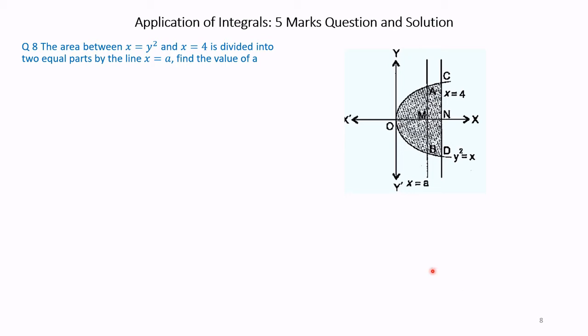Question number 8. The area between x is equal to y square and x is equal to 4 is divided into two equal parts by the line x is equal to a. Find the value of a. So we are required to find the value of a.